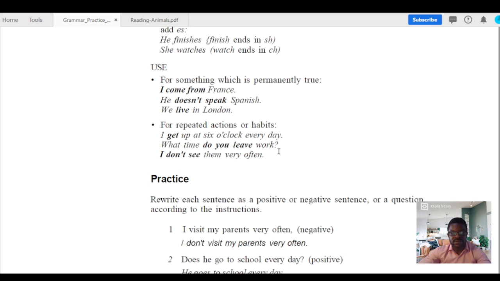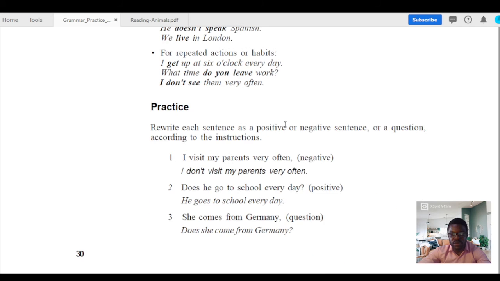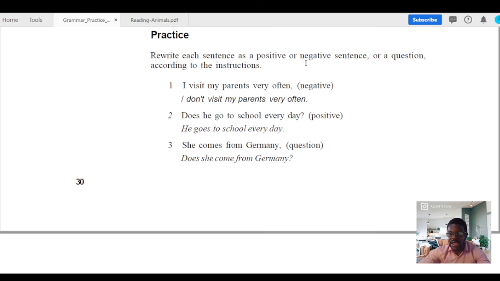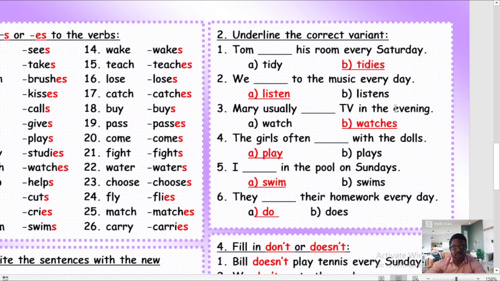Or every day I eat breakfast at 7. So every day, Monday, Tuesday, Wednesday, Thursday, Friday, Saturday, Sunday. That's the same. I don't see them often. I do not see them often. So this is what we call repeated actions or habits. Okay, we're going to practice with some of these. But before then, I'm going to take you over to a place where we have to learn how to add s or es or ies to our verbs. Let's go take a look.